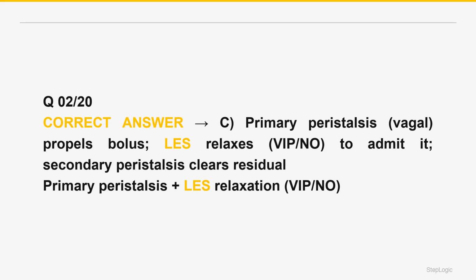If a bolus is left behind, secondary peristalsis is triggered by local distension to clear it, no swallow needed. The upper third of the esophagus is skeletal muscle under vagosomatic control, and the lower two-thirds is smooth muscle. This physiology explains achalasia, where the LES fails to relax due to loss of inhibitory NO/VIP neurons. The vagally mediated primary peristaltic wave with NO/VIP-mediated LES relaxation is the correct description.